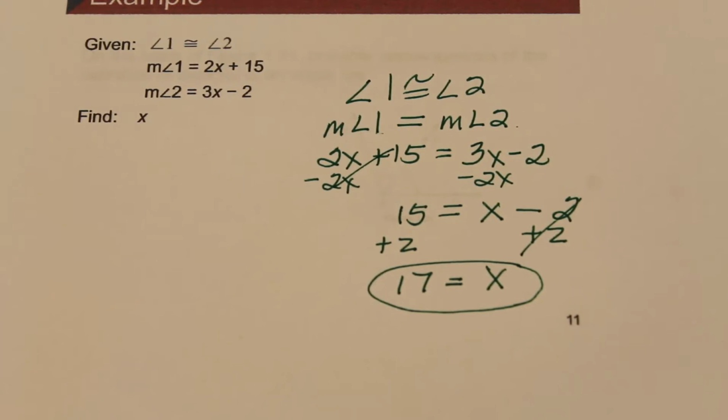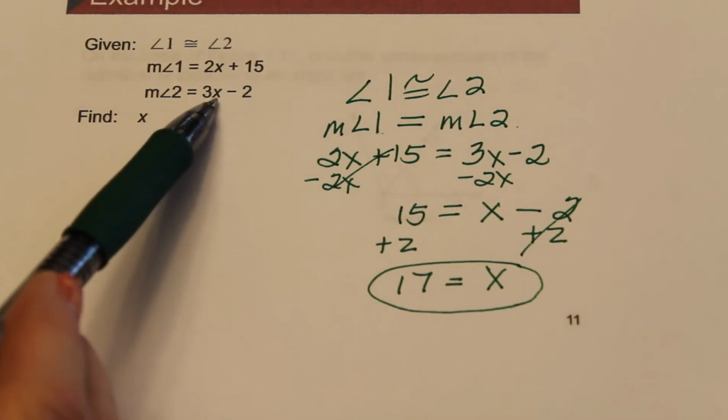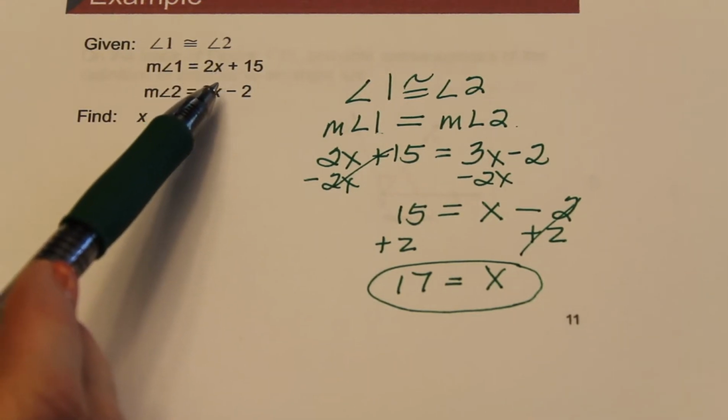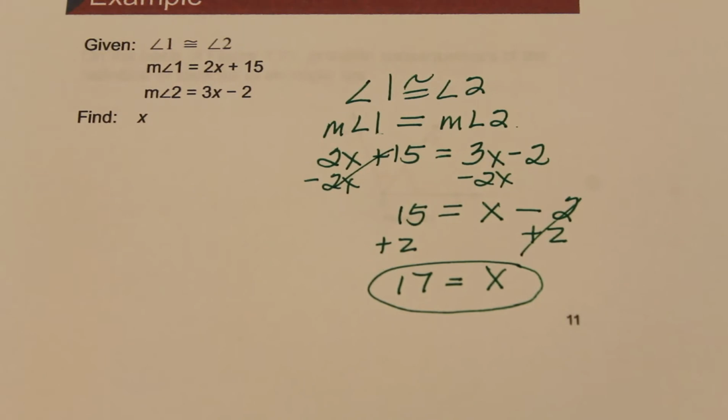Now, if they had asked what is the measure of angle 1 or what is the measure of angle 2, I'd have to substitute that back into either 2x plus 15 or 3x minus 2 to get the measure of the angle. This just asked what is the value of the variable.